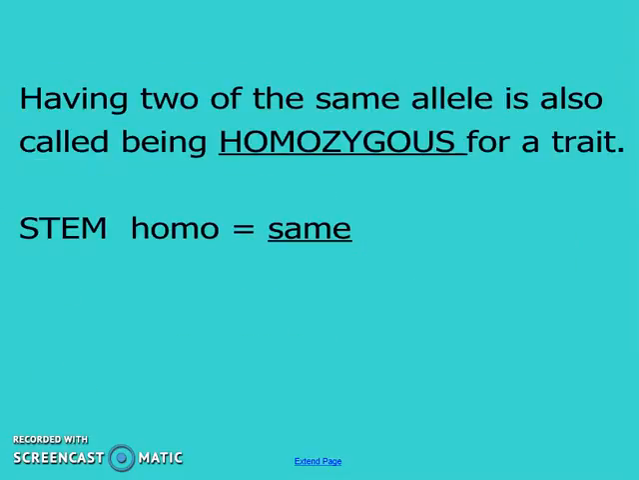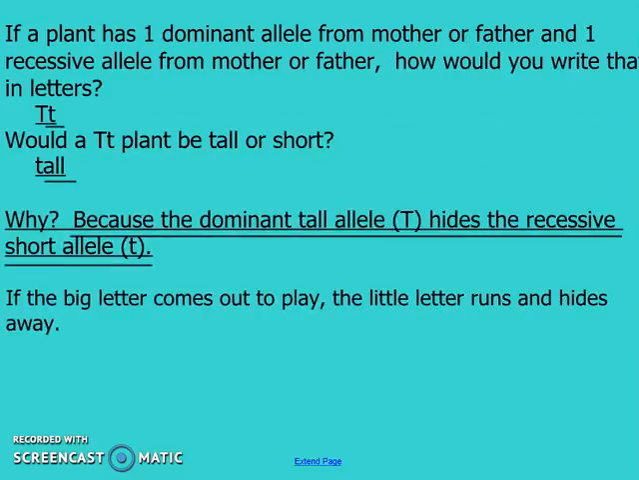Now, if you have 2 of the same alleles, that's known as being homozygous for a trait. So the stem homo equals same. That means you either have capital T, capital T, or lowercase t, lowercase t. Those 2 letters are exactly the same. If a plant has 1 dominant allele and 1 recessive allele, we will write that as a capital T, lowercase t. And that plant would end up being tall. Why? Because the dominant allele is going to hide the recessive allele. So you can think of it as if the big letter comes out to play, the little letter runs and hides away.